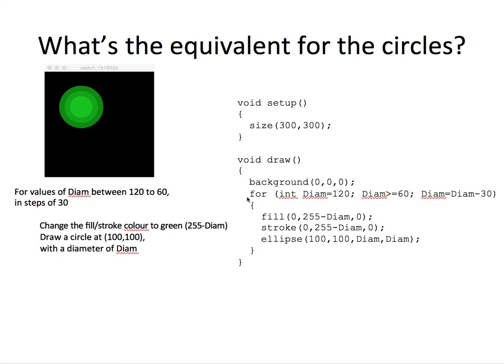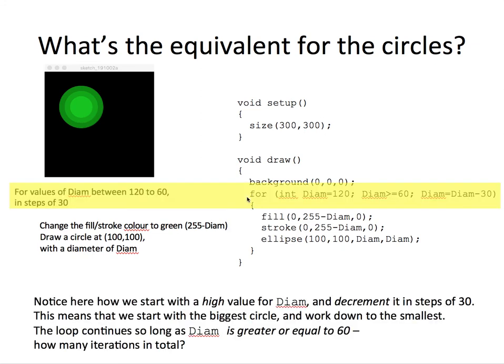So here's our code, and here's the code aligned with the pseudocode. The first part talks about the range and the update, the range of the circles, if you like. And here's how it's converted into Processing. We declare an integer variable in our for loop called diam, which is the diameter of the circle that's being dealt with this time around the loop, and we give it an initial value of 120.